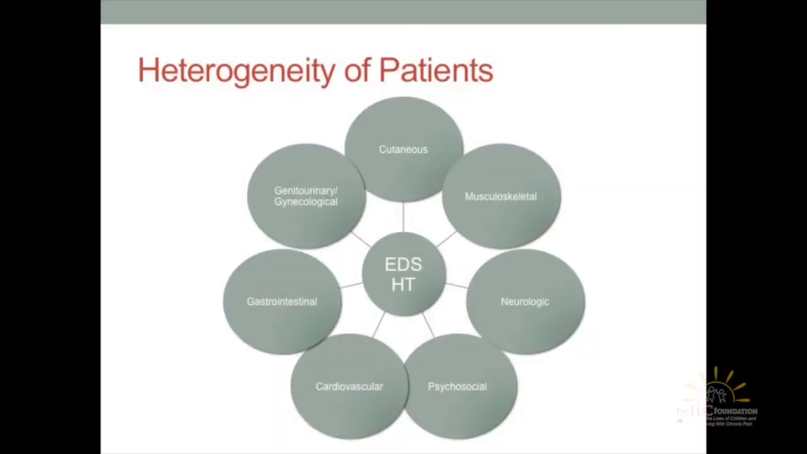So along with hypermobility, there's also a whole host of other issues that patients present with. So we'll see cutaneous manifestations, musculoskeletal, neurologic, psychosocial, cardiovascular problems, gastrointestinal problems, and you'll also see genitourinary and gynecological problems. So what this really shows is that Ehlers-Danlos comes as a multi-system disease. It comes with numerous manifestations. That makes it very challenging for physicians to diagnose. The biggest thing that patients present with may not be the thing that leads you to a diagnosis.